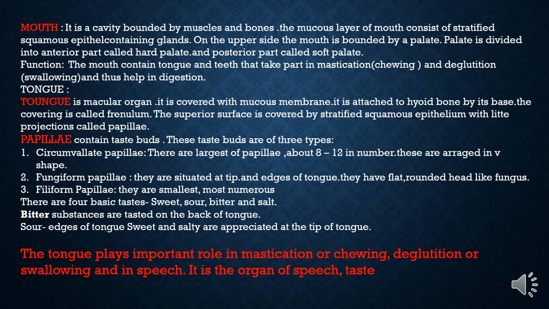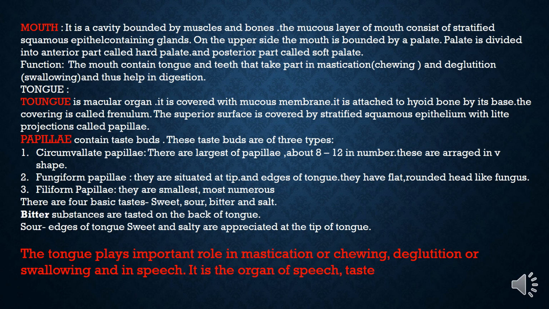So what are papillae? Papillae contain taste buds. These are of three types. Circumvallate papillae are the largest papillae, about 8 to 12 in number, arranged in a V shape, then fungiform papillae and filiform papillae. So these papillae are of three types. The basic tastes are sweet, sour, bitter and salty. Bitter substances are tasted at the back of the tongue, sour at the edges of the tongue, and sweet and salty are appreciated at the tip of the tongue.